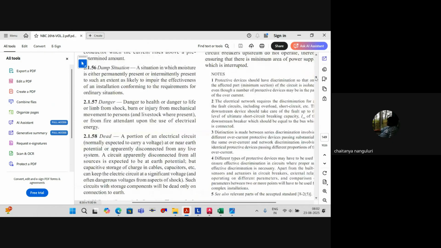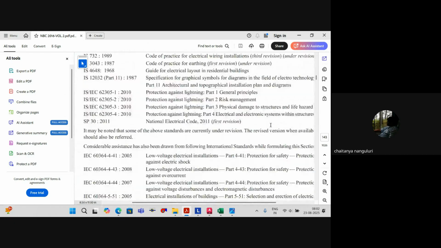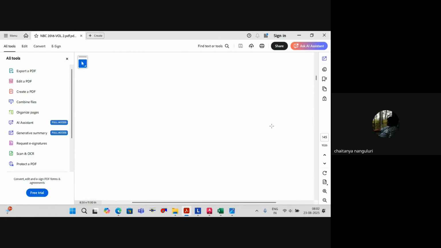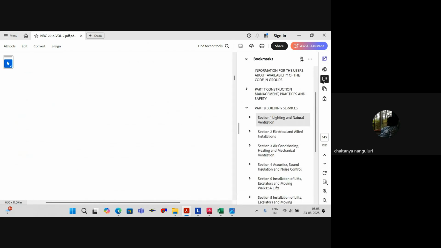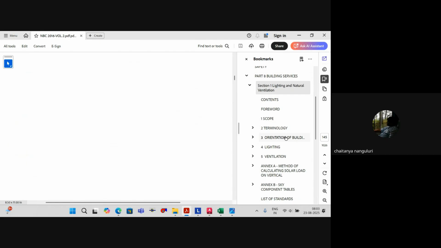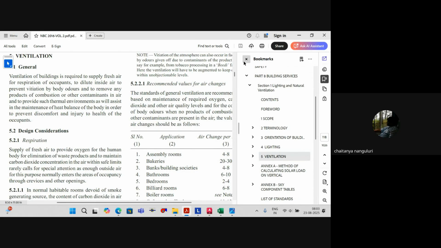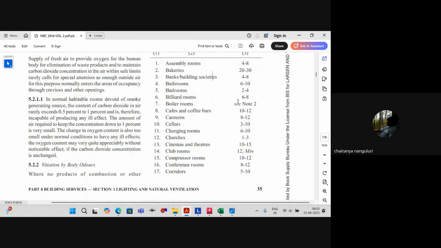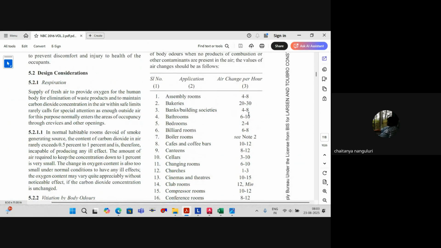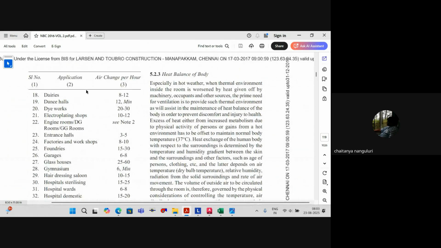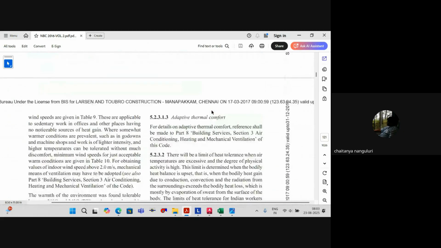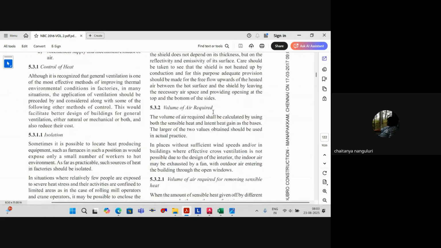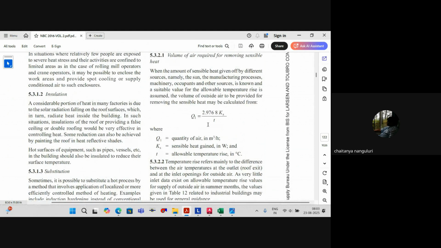In this you have the ventilation topic. This is the general air changes volume. As I told you, for office area we'll consider one, but for the remaining things you can take this if it's only ventilation, not air conditioned spaces. Because for transformers and all, we'll calculate according to the heat gain. This particular formula you can use.